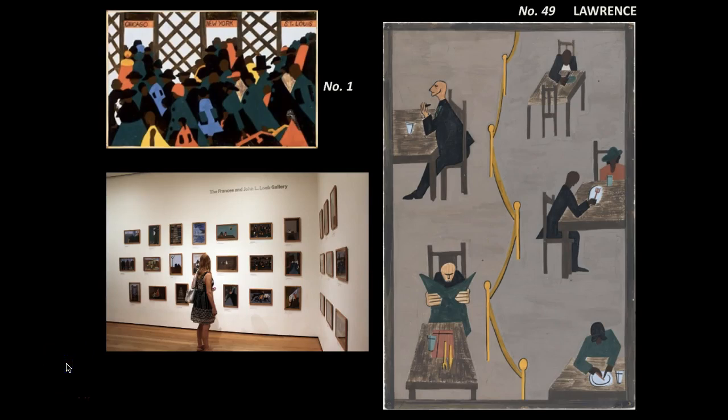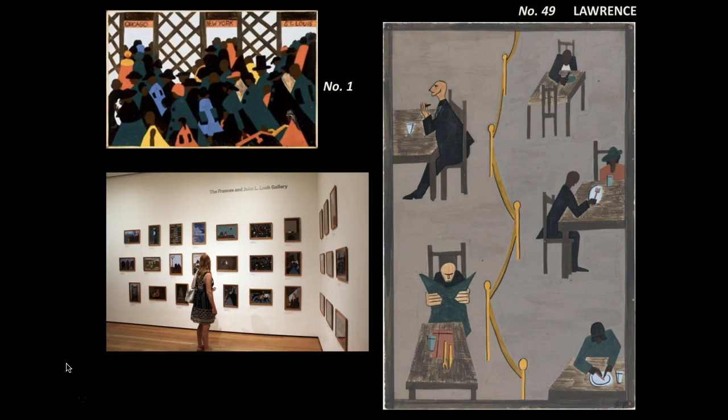For this piece, which is called The Migration of the Negro, although it is now referred to as the Great Migration or the Migration, this series is painted by Jacob Lawrence, who is an African American painter that flourished during the Harlem Renaissance and was later subsidized by the WPA, which I'll talk about in a second.